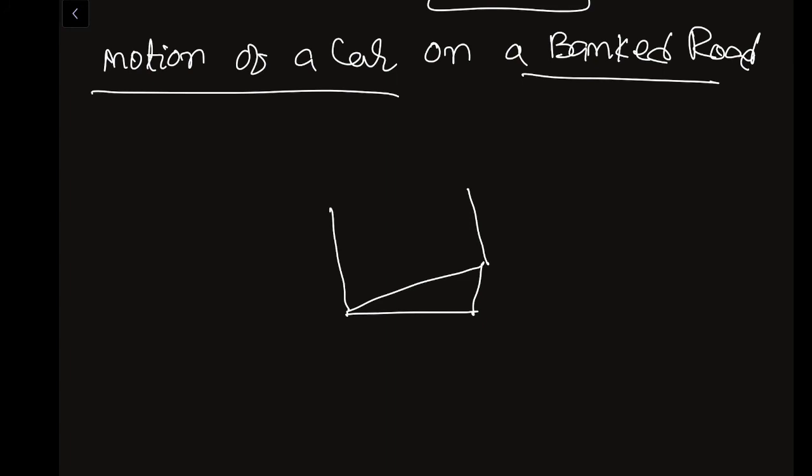Here the vehicles are moving. So consider one situation: a car is moving. Got it, children? Here in this case we have to write the free body diagram.